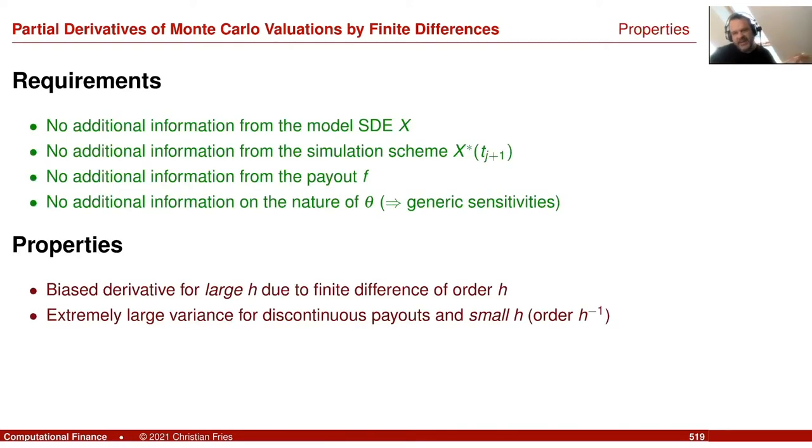The nice thing here is that using finite differences is so generic. So once I have a Monte Carlo valuation, and once I'm able to change the parameter with an upshift and downshift, I can calculate a finite difference approximation. But we saw in our little numerical experiment that we get a biased derivative if the shift is large. So that comes from the finite difference approximation. We know that we would like to choose h small to have an accurate approximation. But we may get extremely large Monte Carlo variances if h is small, namely if the function exhibits discontinuities.